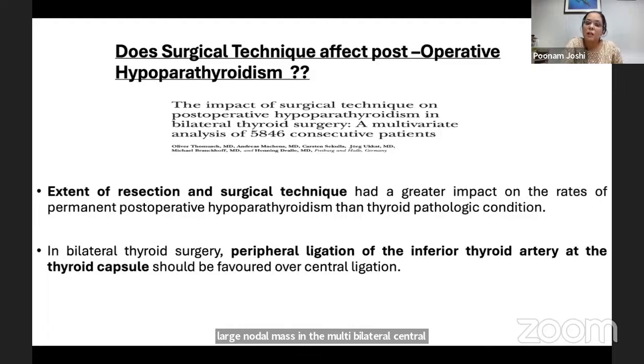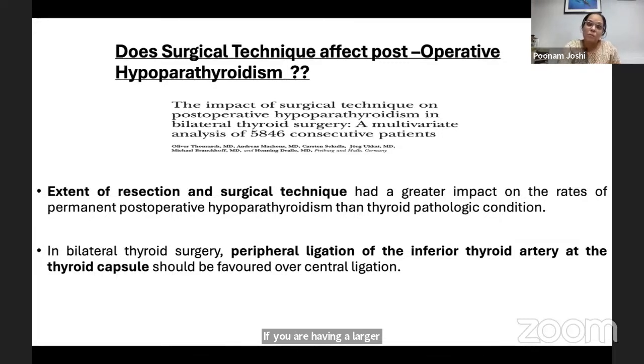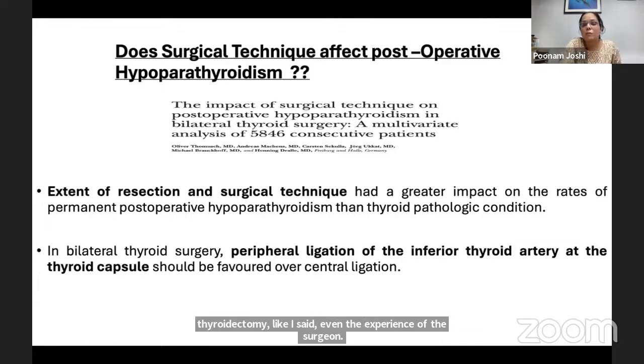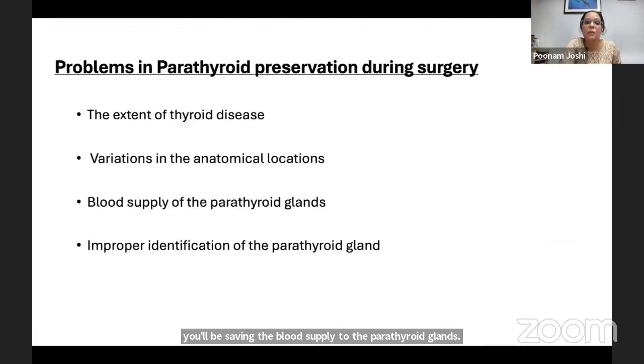Does the surgical technique affect post-operative hypoparathyroidism? It does. We know that a larger tumor, multiple nodes, total thyroidectomy, and even the experience of the surgeon all make a lot of difference to the outcomes. And naturally, the more careful you are, ligating the tertiary branches of the inferior thyroid artery and doing a subcapsular resection, the higher the chance you'll save the blood supply to the parathyroid glands, and subsequently the lower the chance of post-operative hypoparathyroidism.